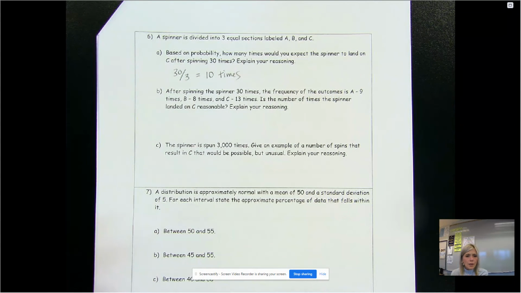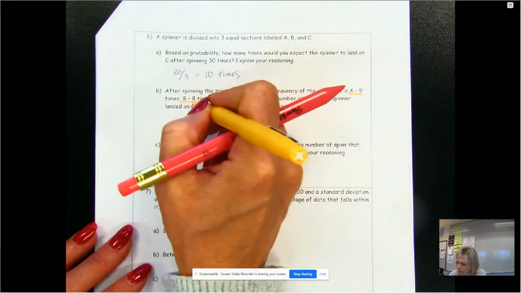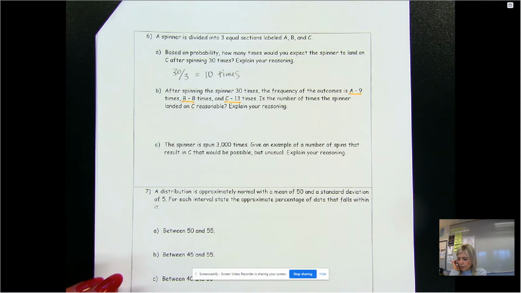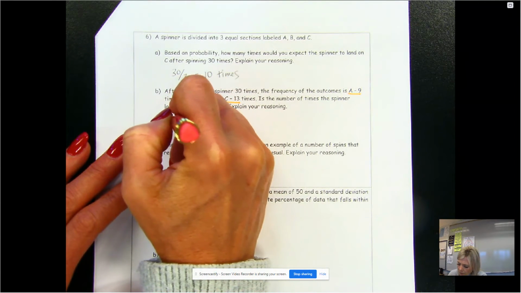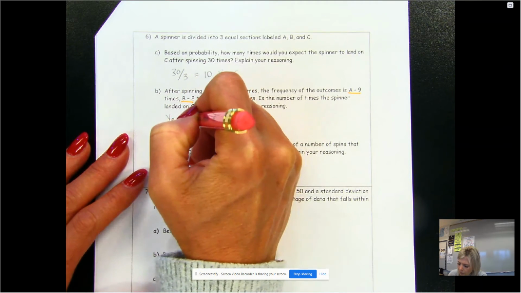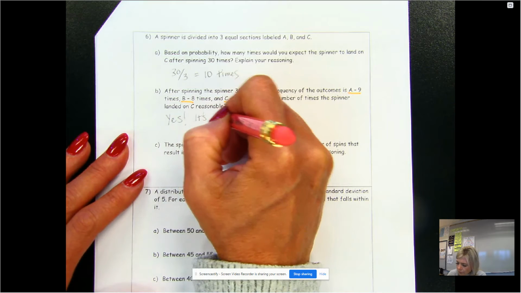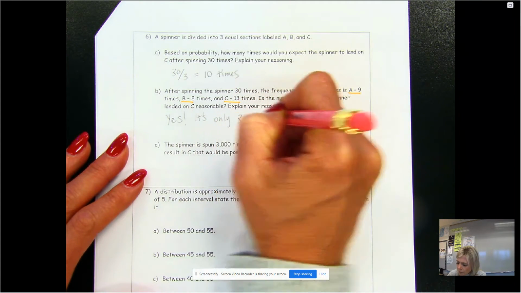Okay, so then after spinning 30 times, the frequency of the outcomes, A is 9, B is 8, and C is 13. Is the number of times the spinner landed on C reasonable? And I would say yes. It's only 3 more than expected.